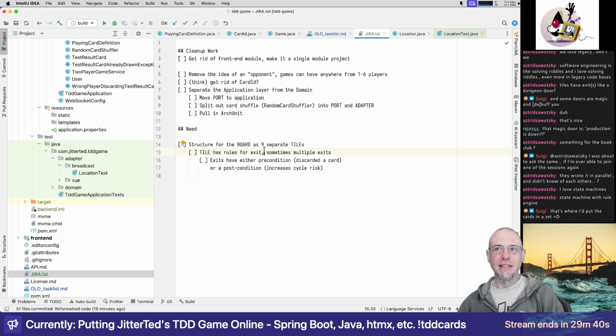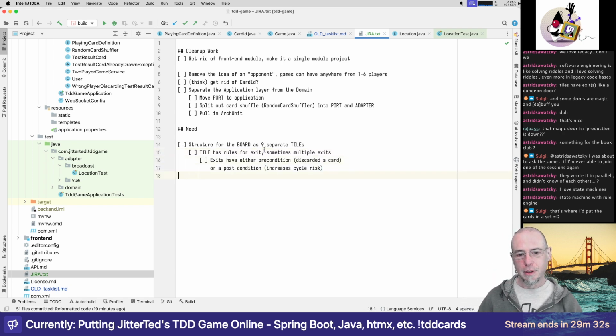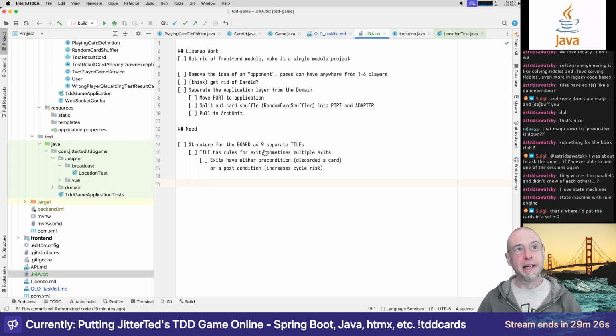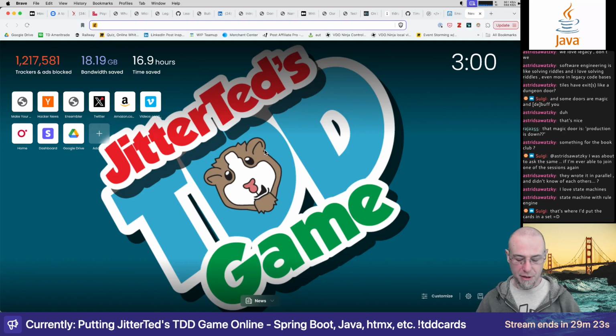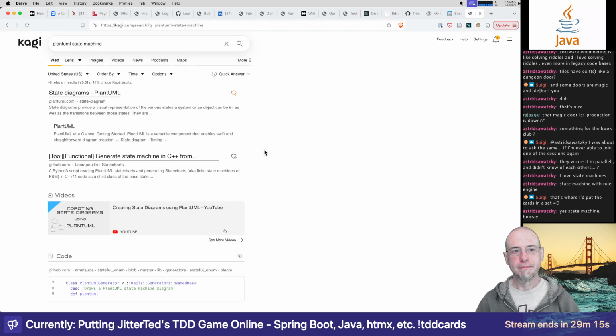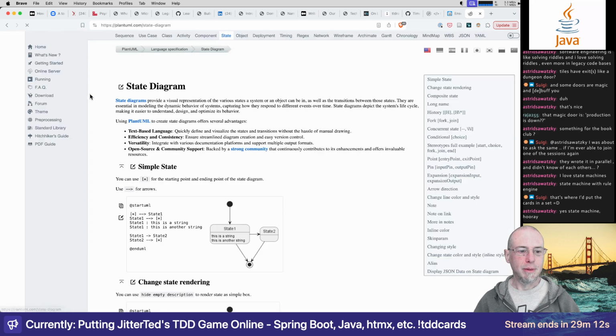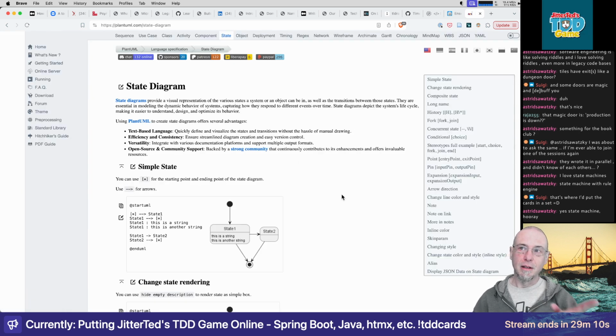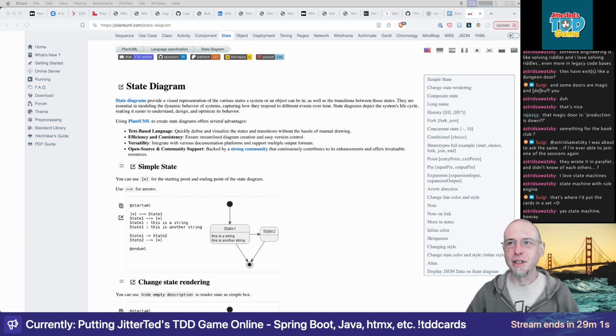So basically it's one big state machine. And so I think I need to write that state machine. I'm going to take a break, and then when I come back, we're going to go into PlantUML and create a state machine for our board. I'll have to remember what the syntax is. But we're going to take a break first. So enjoy the wonderful coffee break video, and I'll be back shortly.